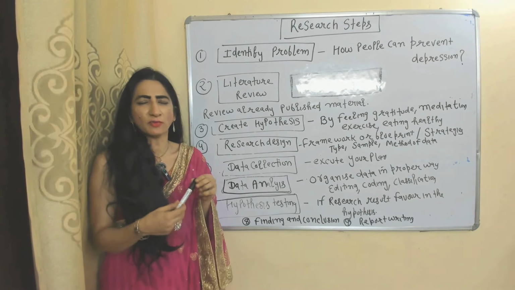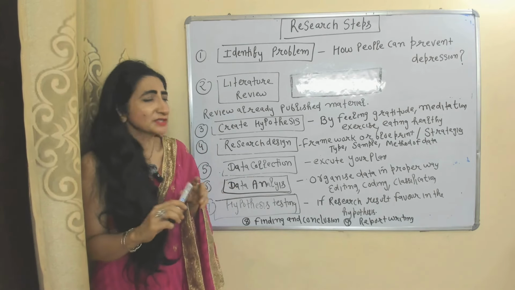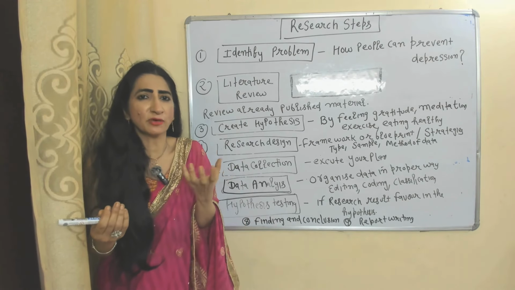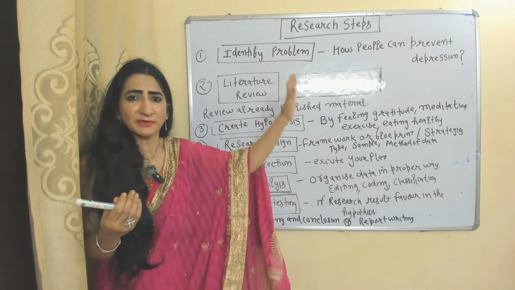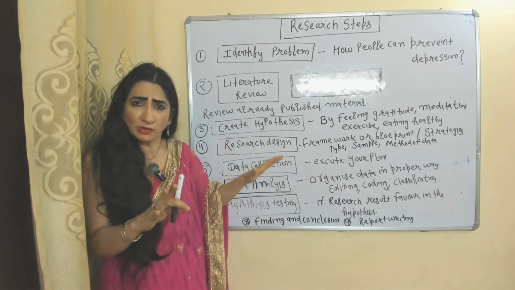Now we are going to talk about the process of research, or you can say the steps of research. First step, identify the problem, or you can say select a topic of your research. For example, your research topic: how people can prevent depression. This is your problem. Through research, you will try to solve this problem.